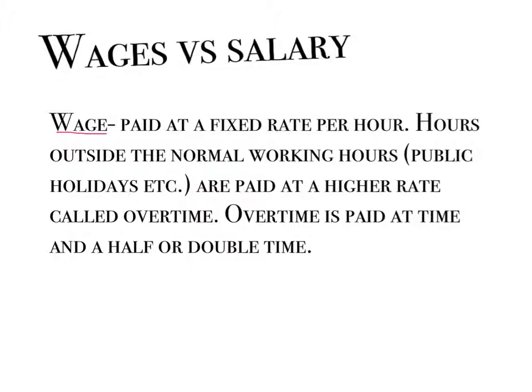Extra hours you work, or hours outside the normal hours, for example on public holidays, are paid at a higher rate and we call it overtime. You either get paid overtime at time and a half or double. So a wage is a fixed rate, paid for normal hours that you work. When you work in excess of normal hours, you get paid overtime, either at time and a half or double.